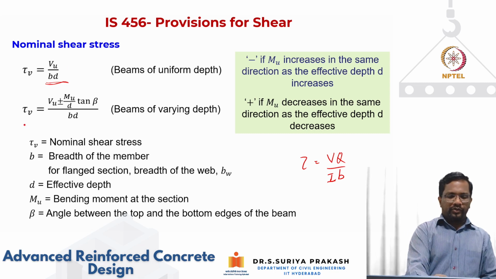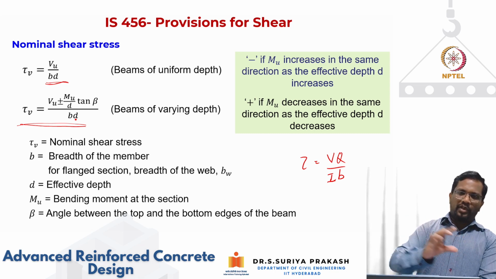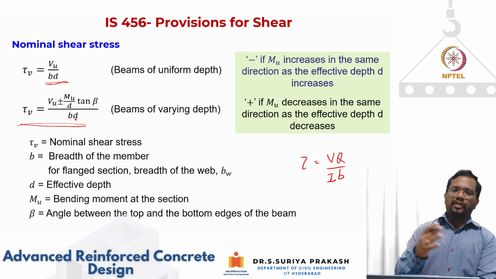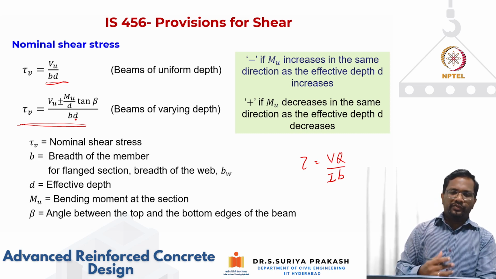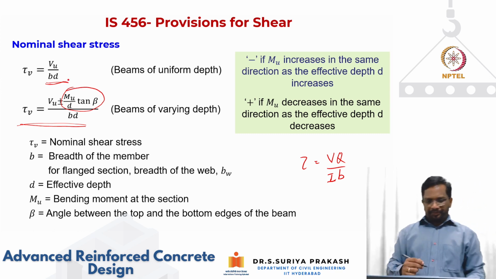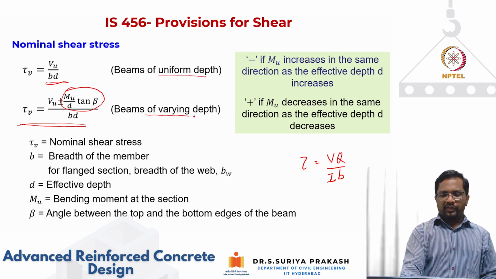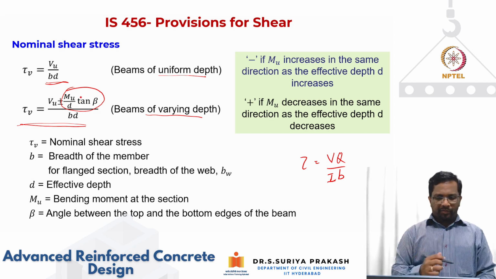Okay. Now, the code also recognizes that if you are having beams of varying depth, that means you're not having a constant cross section, you are having a varying cross section, then there is going to be an additional component which will either amplify the shear or reduce your shear demand, depending upon how the beam is varying. The code recognizes that as Vu plus or minus Mu by d times tan beta, all divided by b. That way we have to calculate your nominal shear stress. This is for uniform depth, this is for varying depth. Now we will understand why this additional component comes when you have a beam of varying depth.